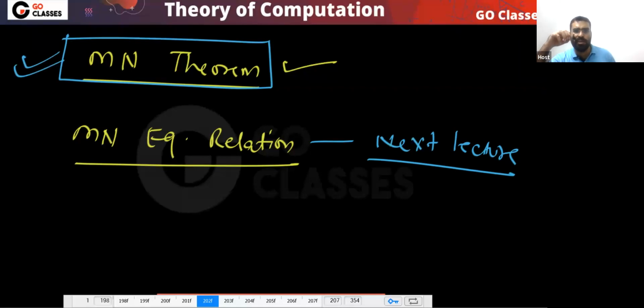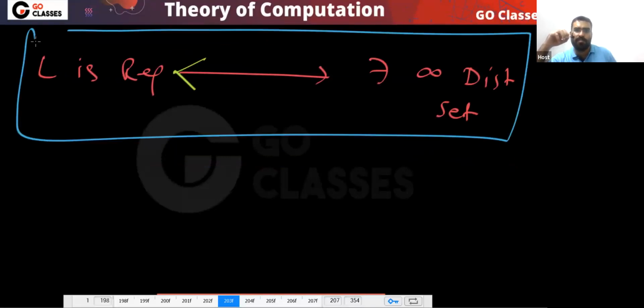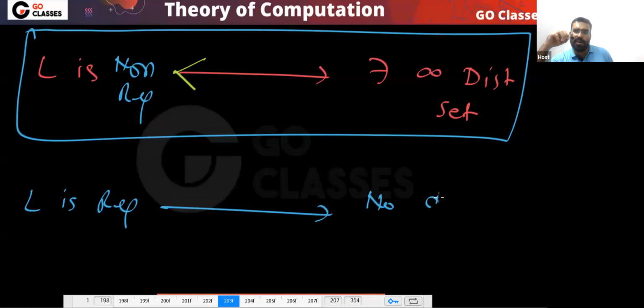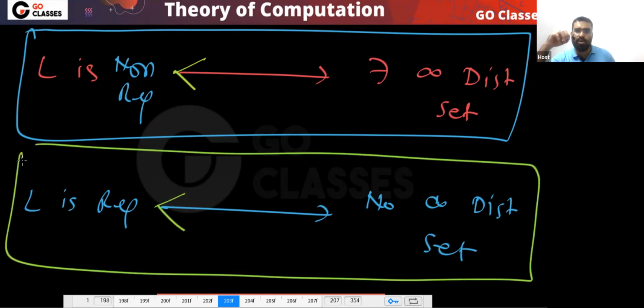Do you remember what this theorem tells you? For any language, if there exists an infinite distinguishable set, then the language is non-regular. And if there is no infinite distinguishable set, then the language will be regular. So this is a two-way theorem. If L is regular, then there is no infinite distinguishable set, and if there is no infinite distinguishable set, then the language is regular. This is your Myhill Nerode theorem.